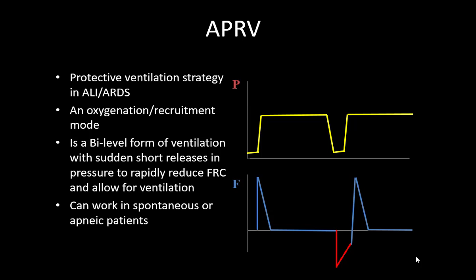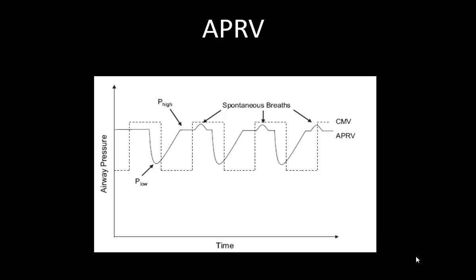It can work in spontaneous or apneic patients both. As you can see, in a spontaneously breathing patient, the spontaneous breath is allowed here. This is the P low, P high, P low. This is the T high and T low.